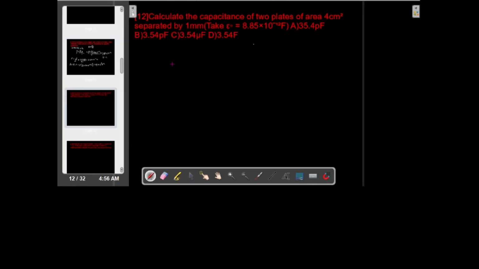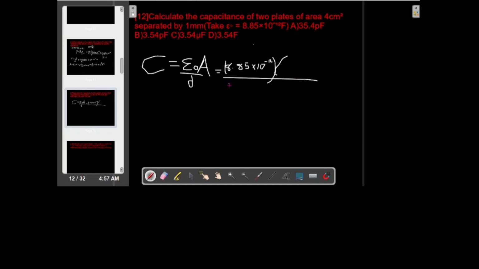Now, the first question says calculate the capacitance of two plates of area 4 centimeters squared separated by 1 millimeter. Take here the permittivity has been given. Of course, since we are dealing with parallel plate capacitors now, the formula remains the same: epsilon naught A over D. All right. So let's input our values for 8.85 times 10 to the negative 12. The area, which we are still going to calculate, we're going to convert. And then the distance is 1 millimeter. If you convert it to meter, now you're going to have 1 times 10 minus 3. All right.